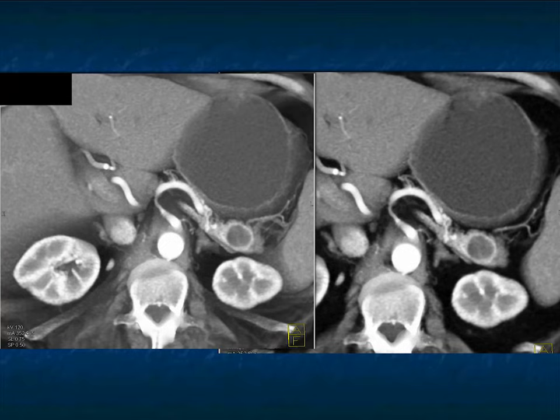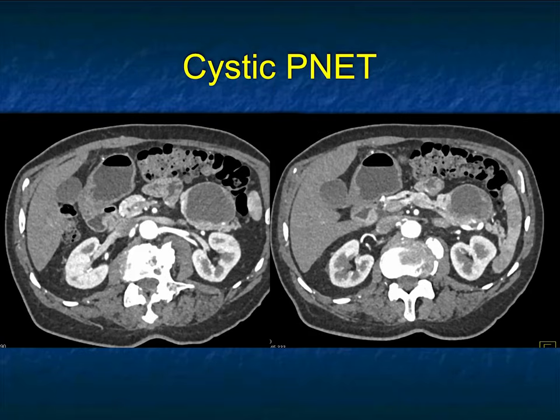And here it is again when I do some volume rendering. Beautiful cystic lesion, rim enhancement. I got the diagnosis, cystic neuroendocrine.